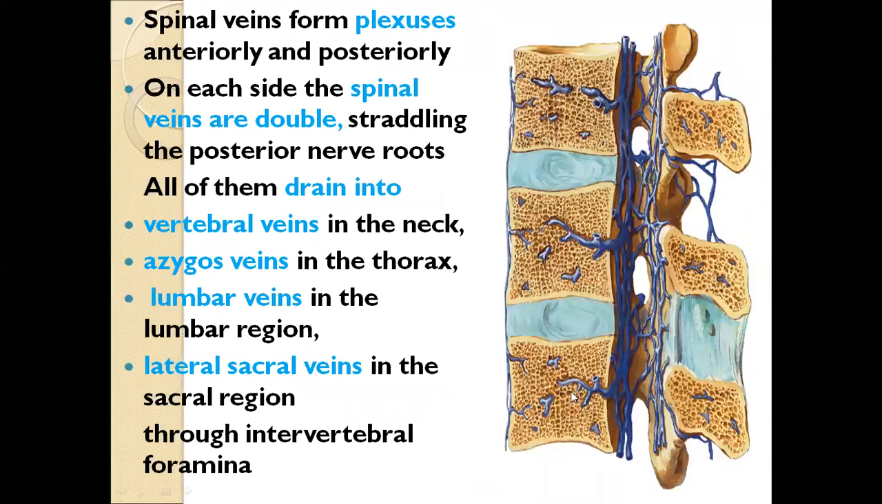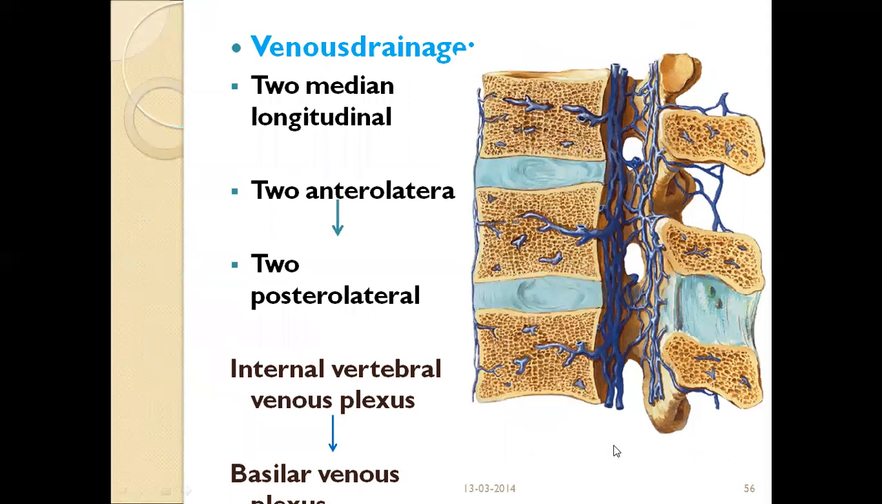Now the spinal veins. When you talk about blood supply, that means you have to talk about arterial supply and venous drainage. Both are supposed to be written in your answer. So the spinal veins, they are forming plexuses both anteriorly and posteriorly. On each side of the spinal veins, they are double straddling the posterior nerve roots. All of them are draining into vertebral veins in the neck, azygous vein in the thorax, lumbar veins in the lumbar region, lateral sacral veins in the sacral region through intervertebral foramina.